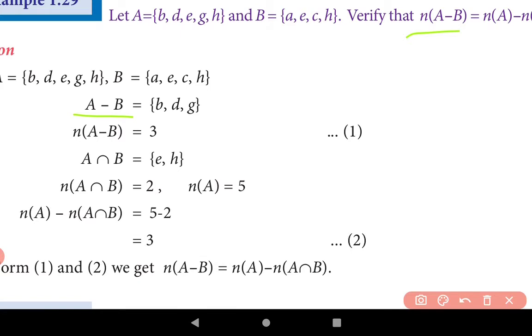You see A, sorry, not in this set. B, no B, write down B. D, no D, write down D. E, already it is there. G, no G, right. H, we have already there. So you should not write the elements of B, you should write only the elements of A. Now how many elements can you see here? 3 elements. So n(A − B) is equal to 3, which is named equation number 1.